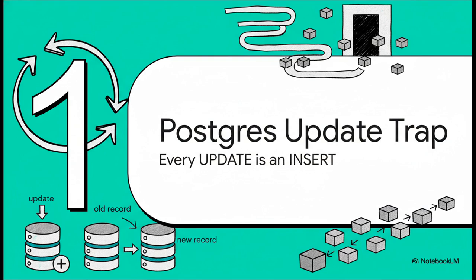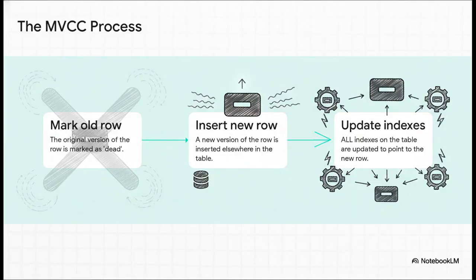The single most important thing to get your head around is this. Because of how Postgres is built, every single update you perform is, for all intents and purposes, secretly a brand new insert. Let's unpack what that really means. It all comes down to a system called multi-version concurrency control, or MVCC.